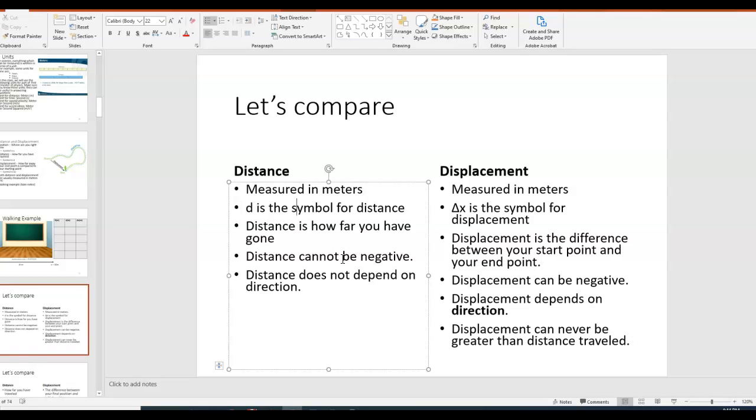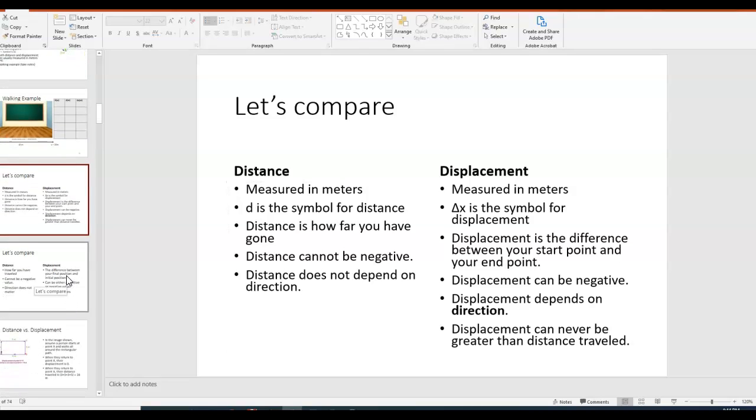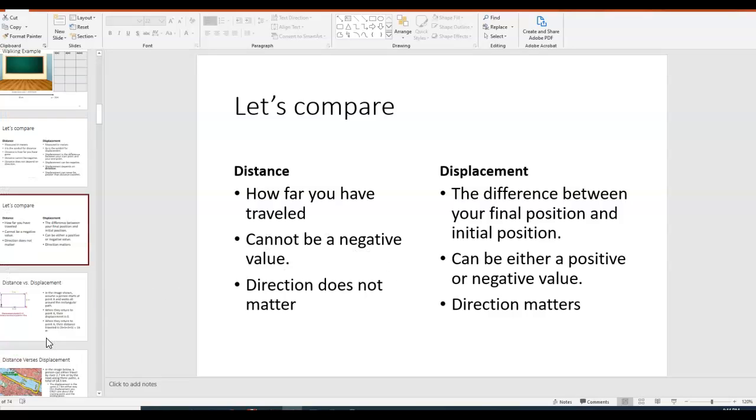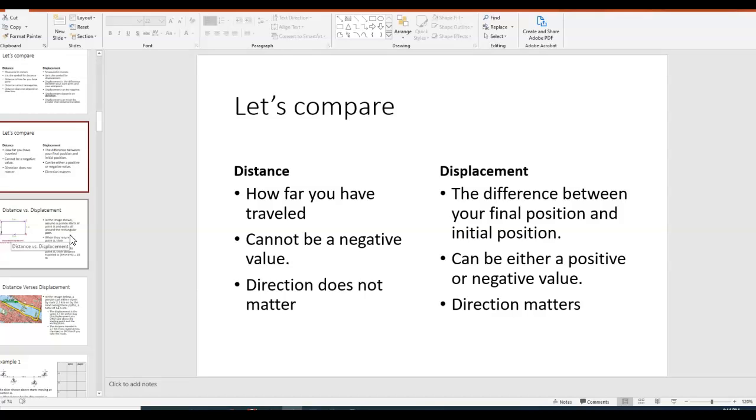Distance cannot ever be negative. Displacement can be negative. Distance can't be negative because the answer to the question, how far have you traveled, cannot be a negative answer. Whereas your displacement can be negative if you travel, let's say, in the negative direction. In other words, displacement depends on direction and distance does not. So pause there if you need to look at that some more. Most of that is things we've talked about before. I think this slide mostly has the same information. So let's just look at a few more examples.